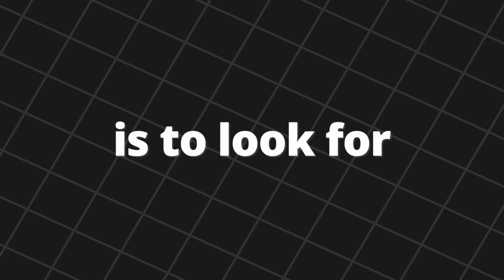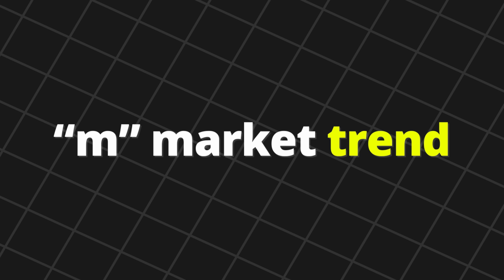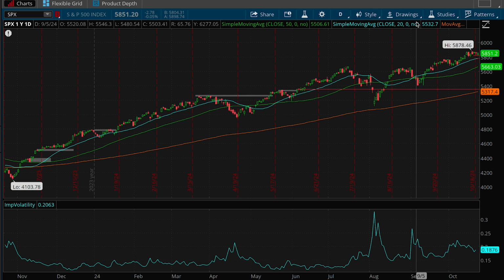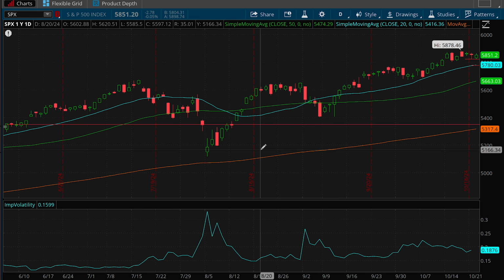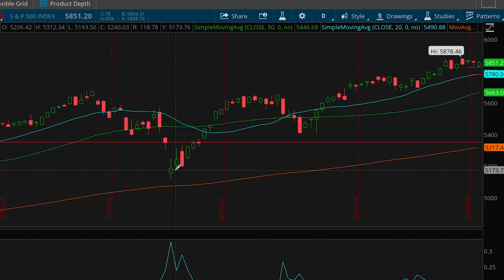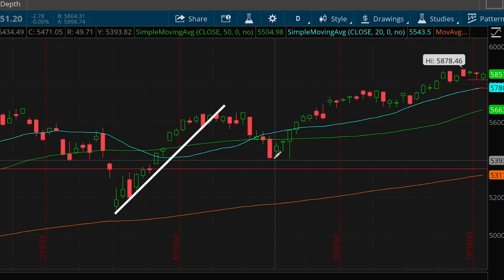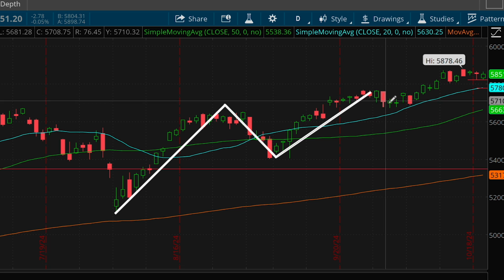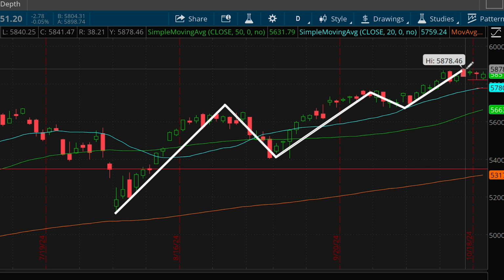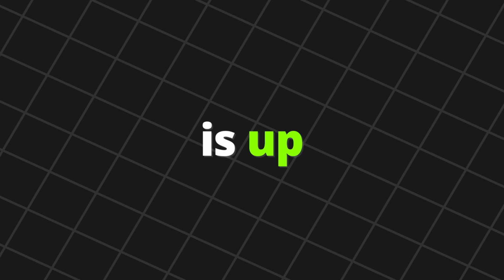First thing that we have to do is to look at M, which is market trend. So the trade that I took was on October 23rd. So we're going to jump over to October 22nd after hours to just see what the overall trend is. So you can see right here, the market is in a pretty obvious uptrend, right? Going from a low to a high, to a higher low, to a higher high, again to a higher low, again to a higher high. But the overall long-term trend is up.